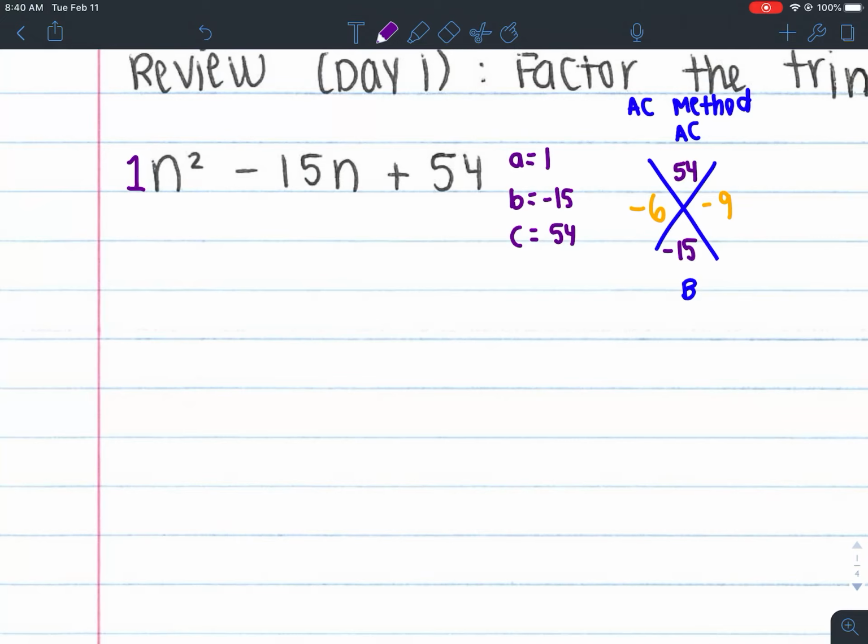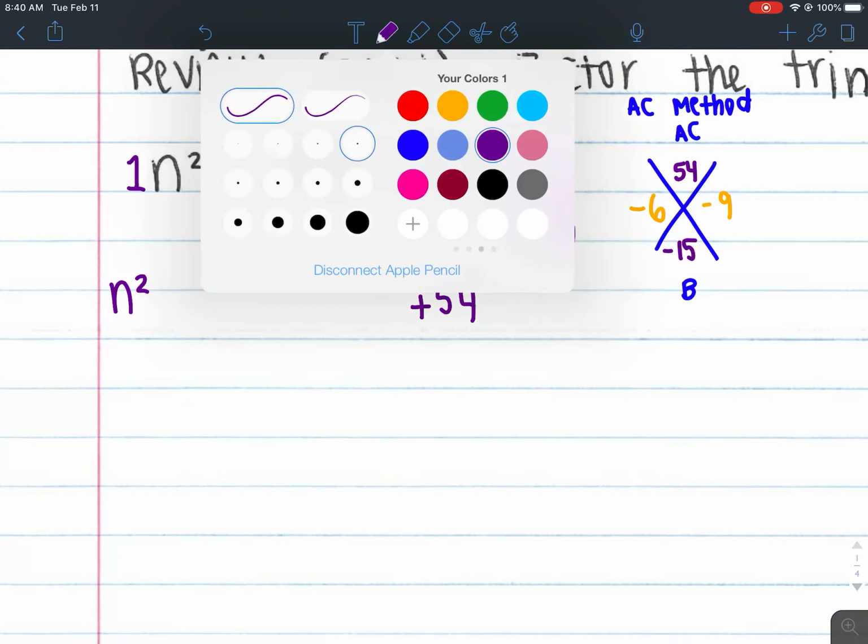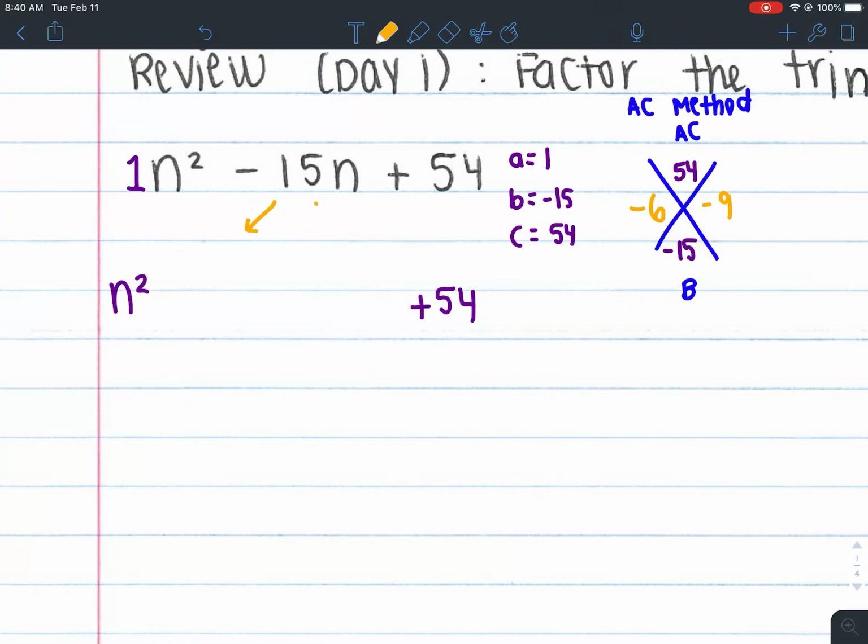All right, so let's go ahead and rewrite our trinomial into 4 terms now that we can split up. So why do we do the AC method? Because we're trying to get our trinomial to become 4 terms. So then we have n squared, and then 54 stays the same. We're just splitting up our middle term into 2 separate terms, negative 6n and negative 9n.